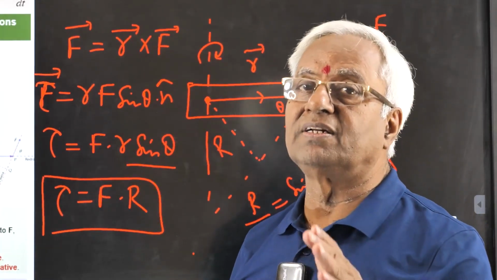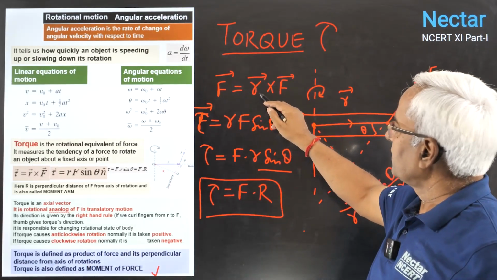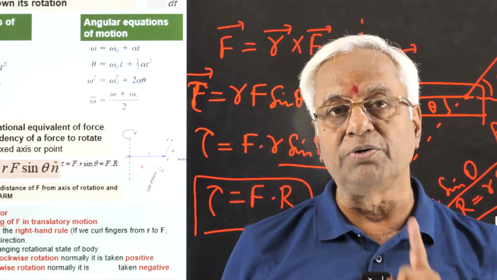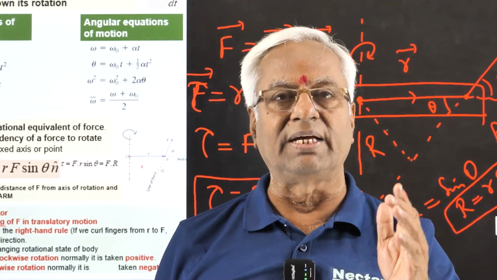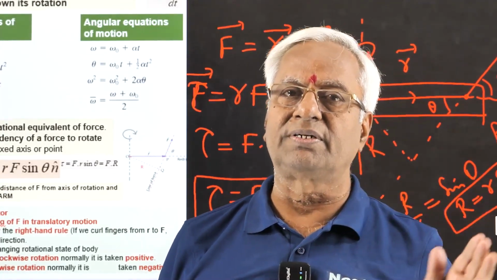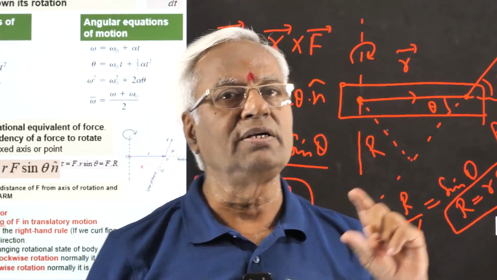In vector form, you could say this is the product of the radius vector and the force vector. When the torque produces an anti-clockwise rotation, anti-clockwise effect, it is considered positive, and if it results in clockwise rotation, then we would call it negative.